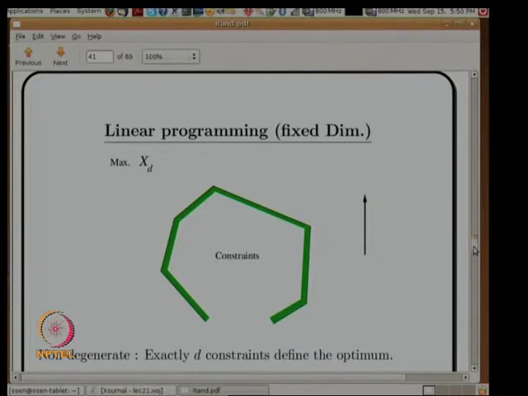And you can always assume, I think we had discussed this briefly before, that I do a rotation of the axes so that the objective function that I am trying to, let us say, maximize is exactly the y axis. I am finding the topmost point. It's some arbitrary function, of course, but I can just rotate the axes so that I am trying to find the topmost point of the convex polytope.